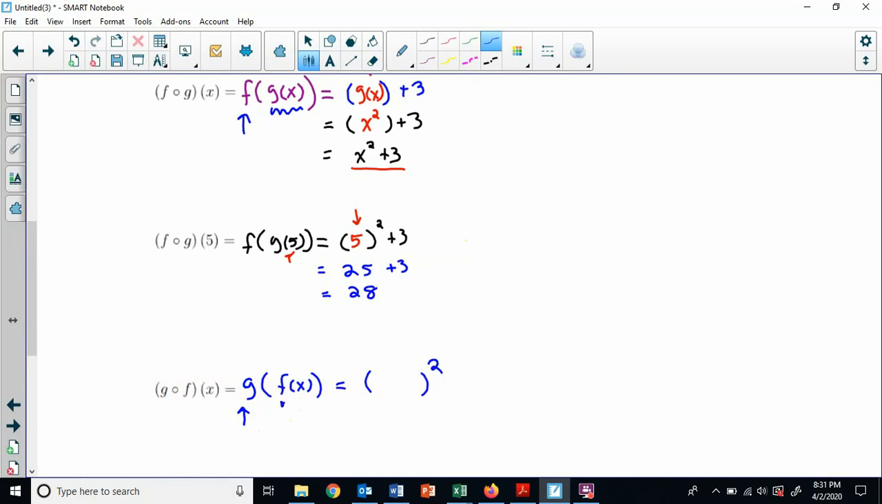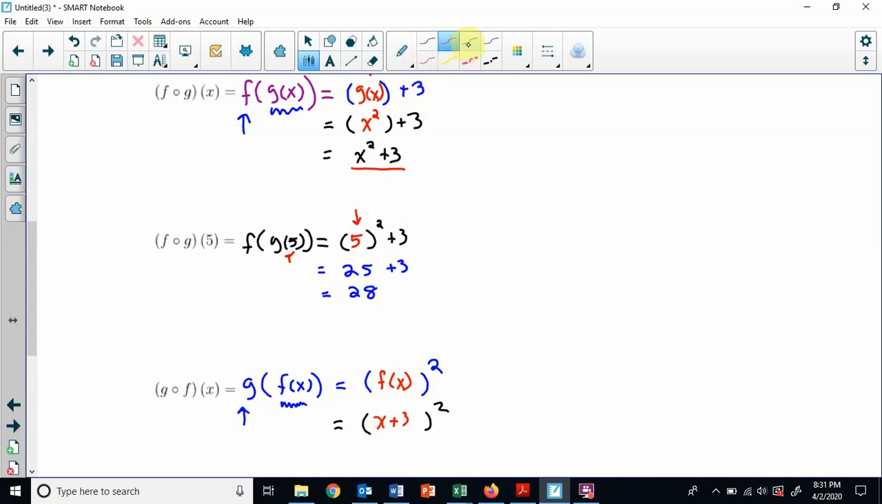Do I know what x is? No, I'm plugging something in for x. What am I plugging in for x? f of x, an entire function. Okay. Now, what is that function? It happens to be just x plus 3, right? So I'll replace the notation with the actual function. And now I can simplify this.